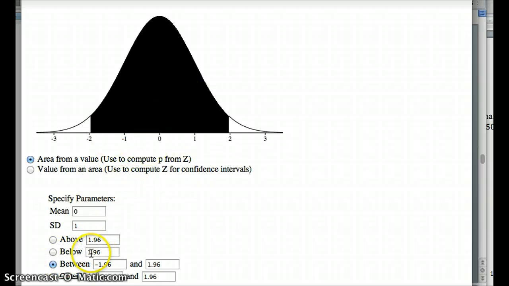You can type in different z-scores. You can look at intervals between. You can look at it outside, meaning to the left and the right of the value, above, below. So this makes it really easy. And remember, mean would be 0, and standard deviation would be 1 if we want it to be a z-score. You can do area from a value, or you can do value from an area, like if you want to know what z-scores correspond to a certain percentage of scores. So this will be very useful as we go forward.